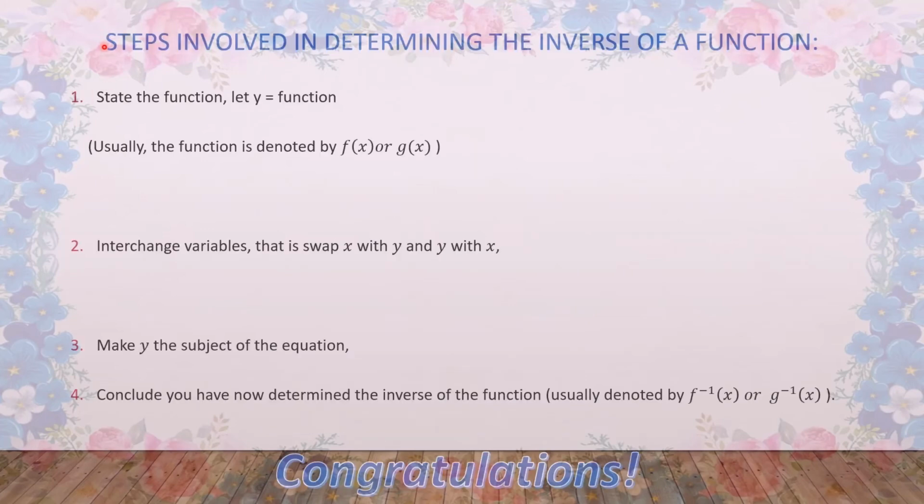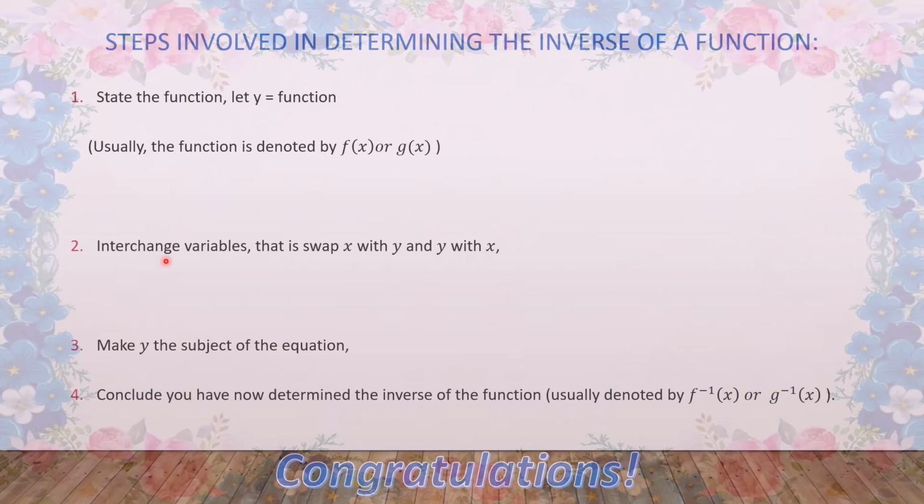Alright, so to summarize now, to recap, what were the steps involved in determining the inverse of a function? You start off by stating the function itself. Alright, f of x equal to whatever, g of x equal to whatever. And then from there you see that y equals whatever the function is, so y equals f of x or y equals g of x.